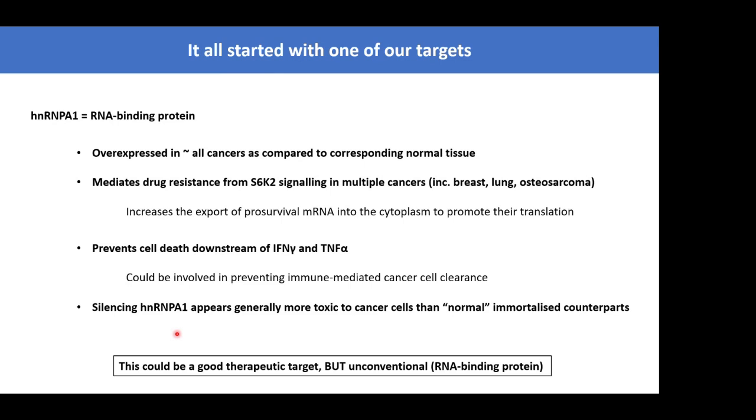Finally, silencing HNRNPA1 appears to be more toxic to cancer cells than to the normal counterpart, and therefore we thought we have a therapeutic window that we could exploit. So HNRNPA1 seemed to be a great therapeutic target potentially, but it's an unconventional one because it's an RNA binding protein, so it's not the kind of target that most people go for.